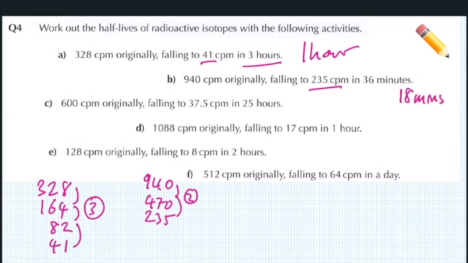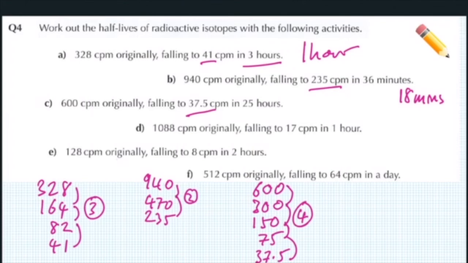Okay. Part C, we've got 600. We're going to divide that by 2. Well, I can do that without a calculator. That's 300. Then I'm going to divide that by 2, 150. And divide that by 2 is 75. And divide that by 2 is 37.5. So then we're at our target of 37.5. 1, 2, 3, 4 half-lives. So 4 half-lives. Maths is getting a little bit tricky now. So 4 half-lives in 25 hours.